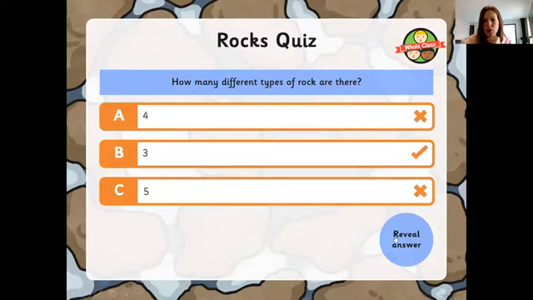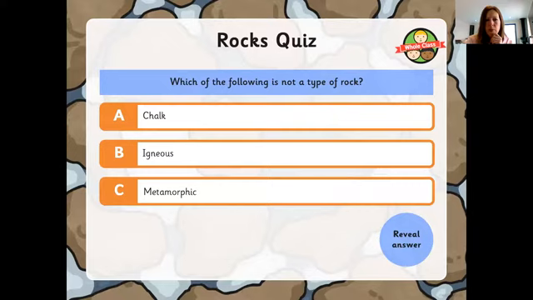I'm not going to say just what they are yet, because hopefully we'll come on to those questions in a moment. Which of the following is not a type of rock? We've just said there are 3 types of rock. We've got chalk, igneous and metamorphic. Let's see if you've got the right answer. It is chalk. Igneous and metamorphic are 2 of our types, and hopefully you can remember the 3rd type we looked at is sedimentary. Chalk is a rock, but it's not a type of rock like igneous and metamorphic.